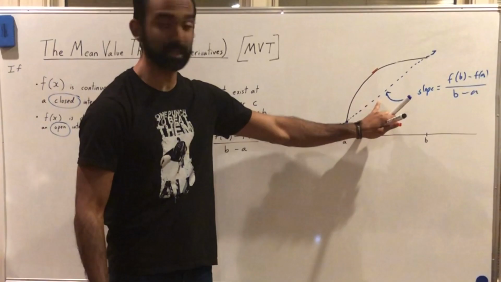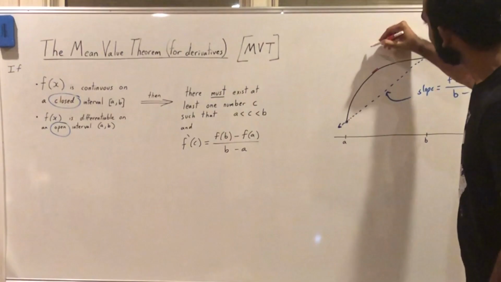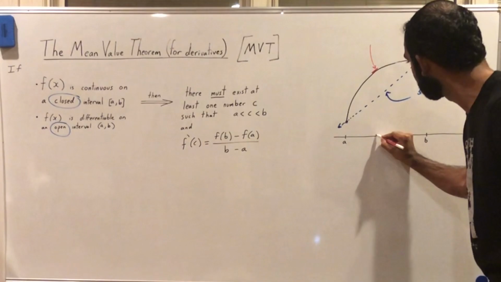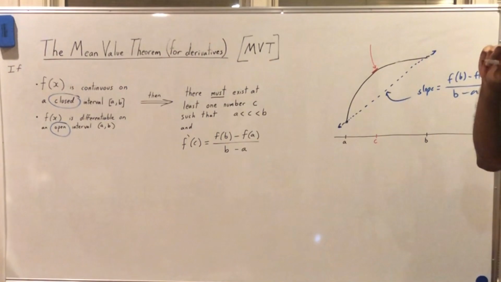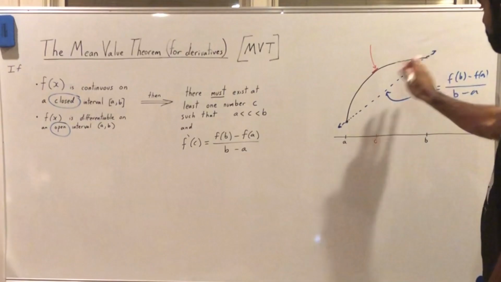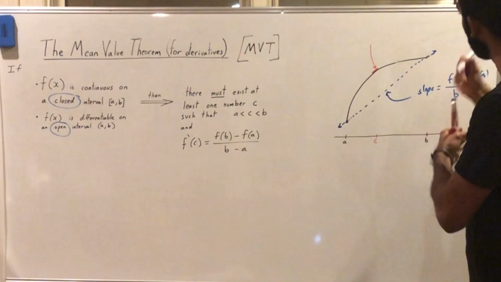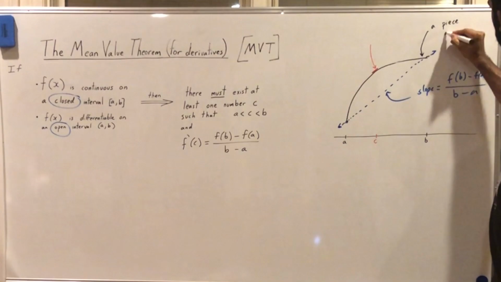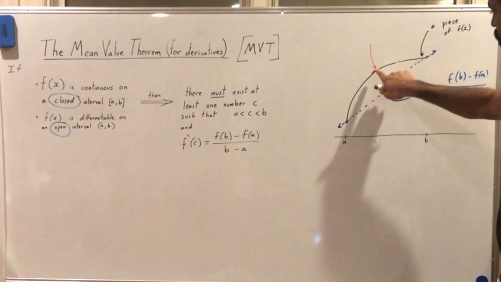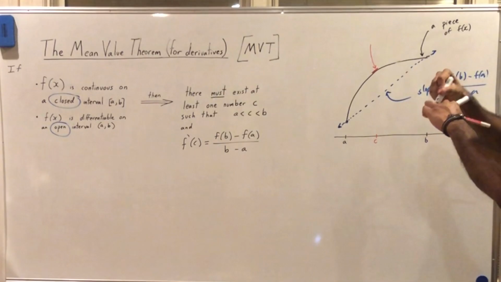So what is the instantaneous steepness at that point, if the x-coordinate corresponding to that point, let's call it c? It's what we've written for the secant line: f of b minus f of a over b minus a. Now pretend that secant line wasn't there. I just want to know the slope right there, and I know that this in black is a piece of f of x. In terms of just f, what is the instantaneous slope right there, in terms of c? It's f prime of c, the derivative of f evaluated at c.